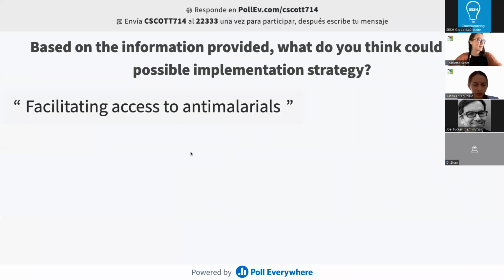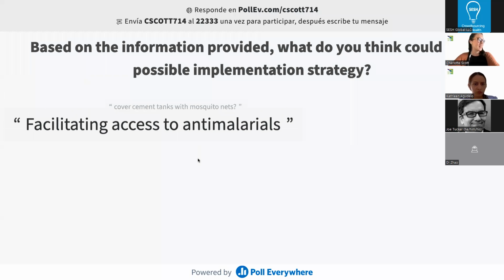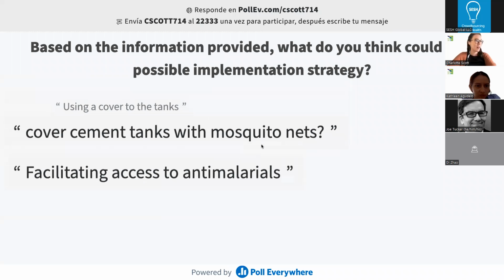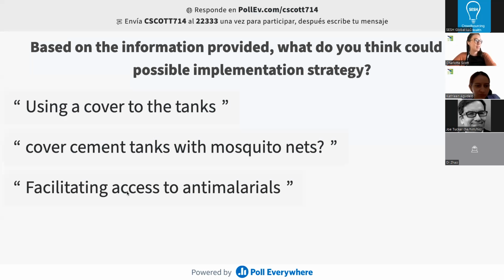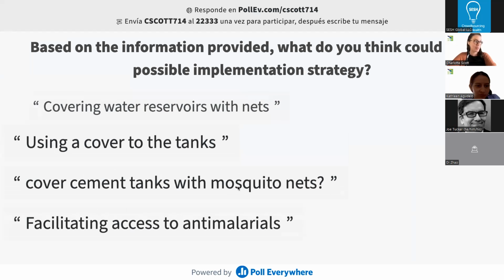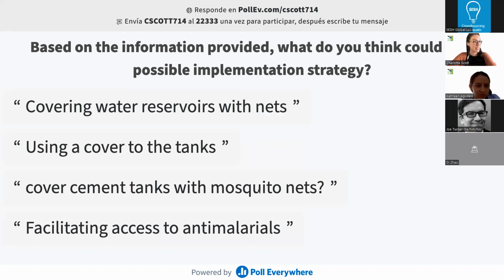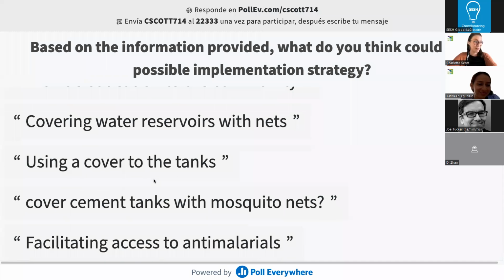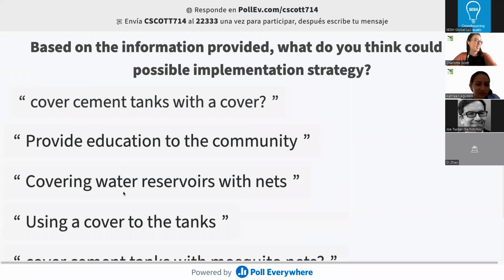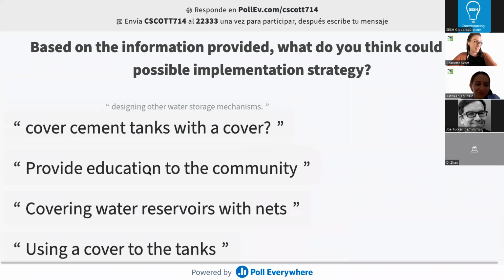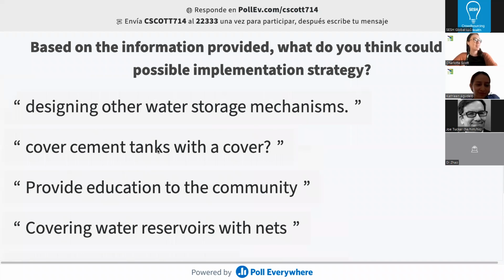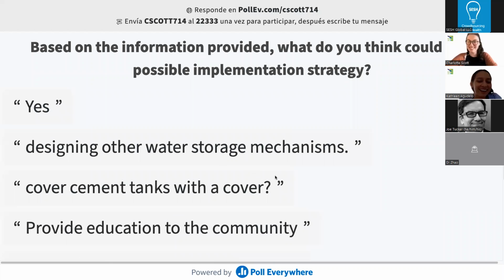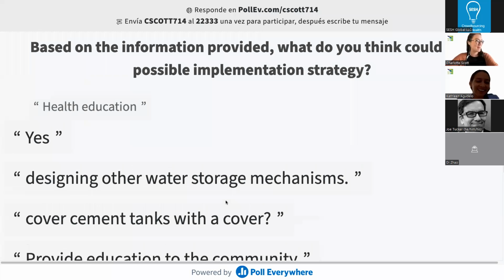All right, so a possible implementation strategy. I think these will come in and show all of them, hopefully. So we have facilitating access to antimalarials, covering cement tanks with mosquito nets. This is a great idea. Using a cover for the tanks, yes. Covering the water reservoirs with the nets, definitely. Covering cement tanks with a cover. I think people are catching on to what the solution might be.